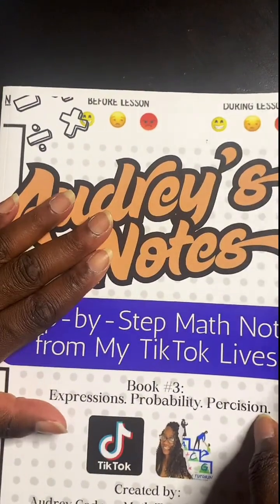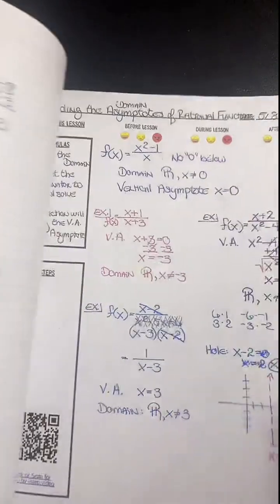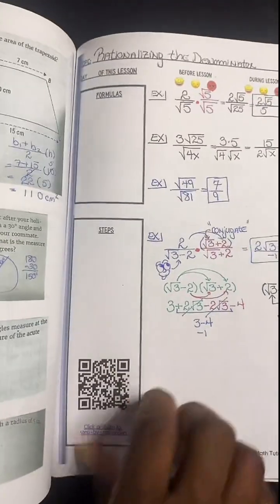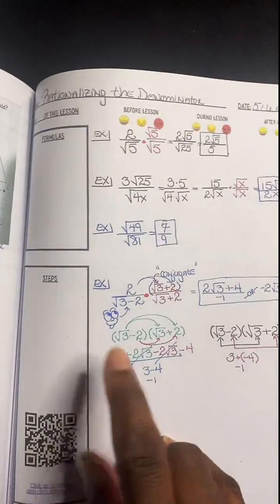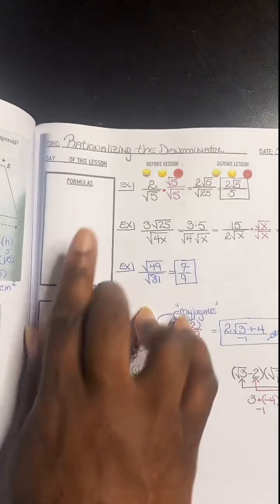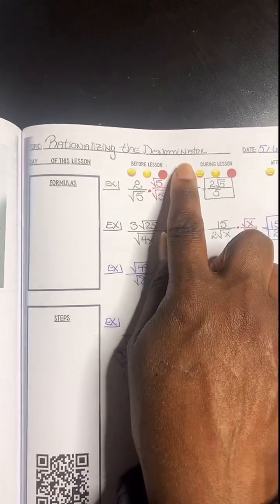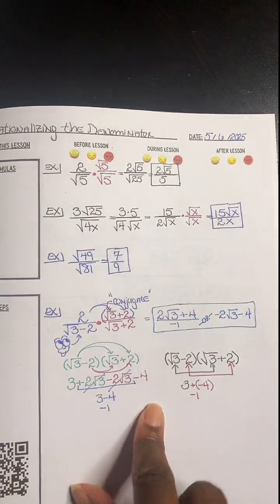Audrey's notes is a collection of all the notes that I did in my notebook. At the bottom, there's a QR code. If you scan the QR code, it will take you directly to my YouTube channel and to the live that's associated with it, so you can actually walk yourself through it.